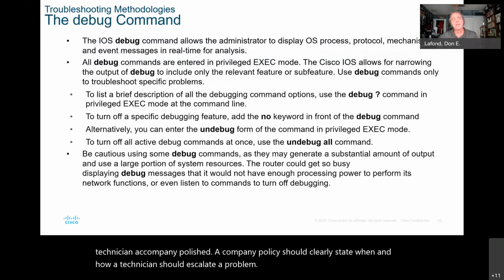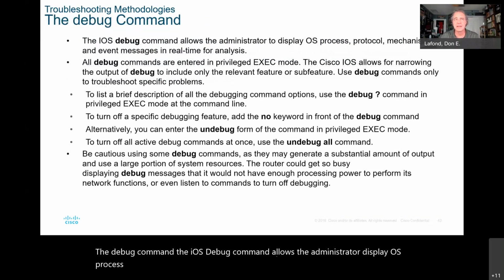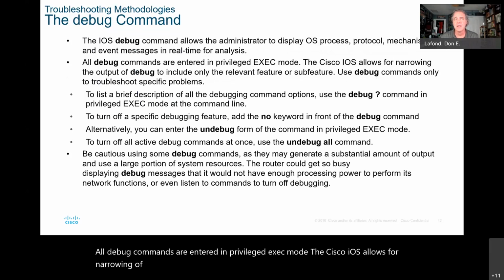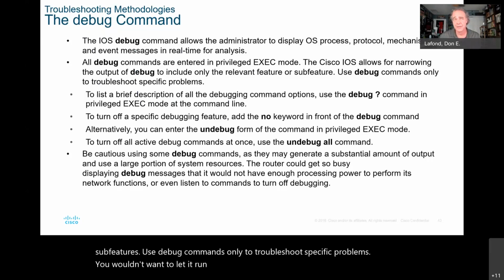The debug command. The IOS debug command allows the administrator to display OS process, protocol, mechanism, and event messages in real time for analysis. All debug commands are entered in privileged EXEC mode. The Cisco IOS allows for narrowing of the output of debug to include only the relevant features or subfeatures. Use debug commands only to troubleshoot specific problems. You wouldn't want to let it run continuously just in case, for example.